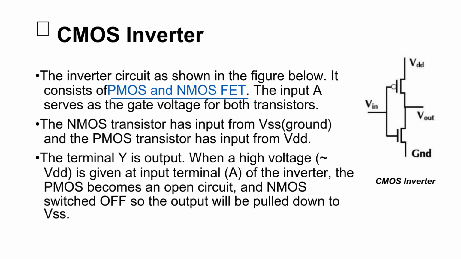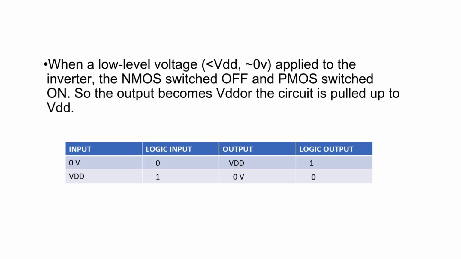When a high voltage is given at the input terminal of the inverter, the PMOS becomes an open circuit and the NMOS is switched on, so that the output will be pulled down to VSS. Then when a low voltage is applied to the inverter, the NMOS is switched off and the PMOS is switched on, so the output becomes VDD. The circuit is pulled up to VDD. The truth table is shown in this table.